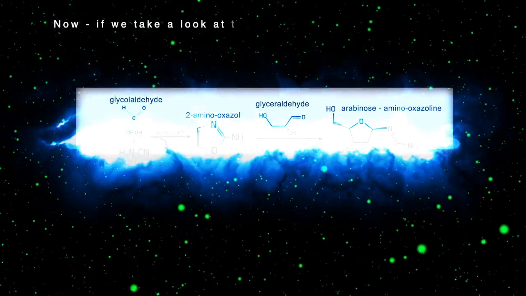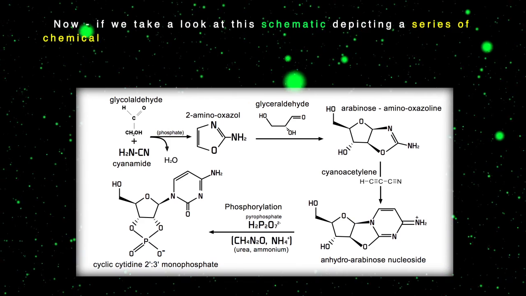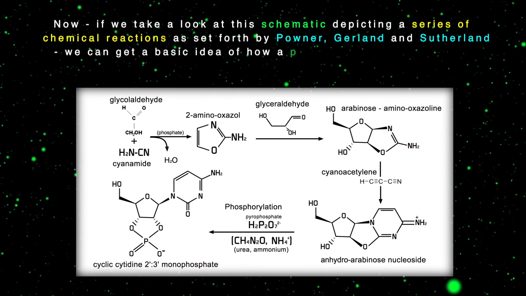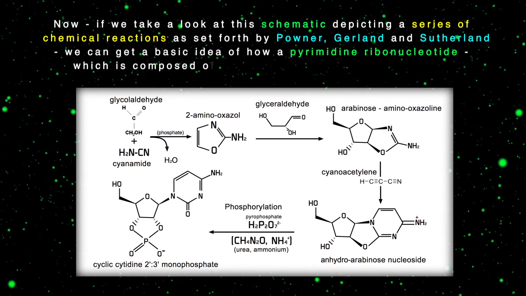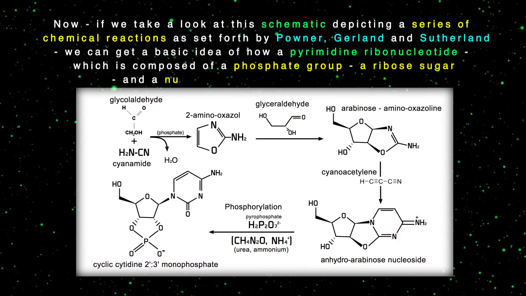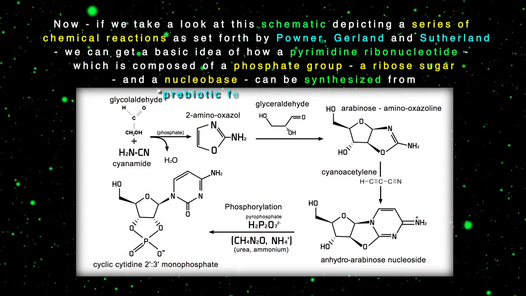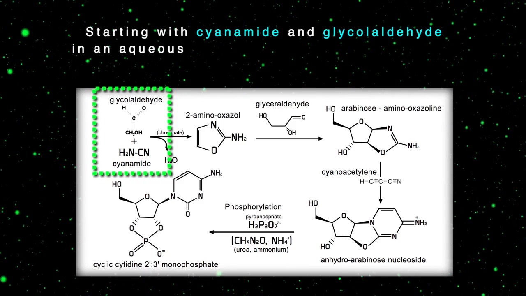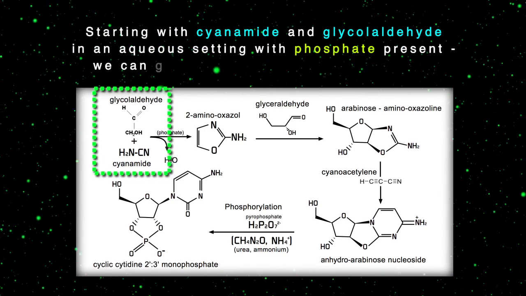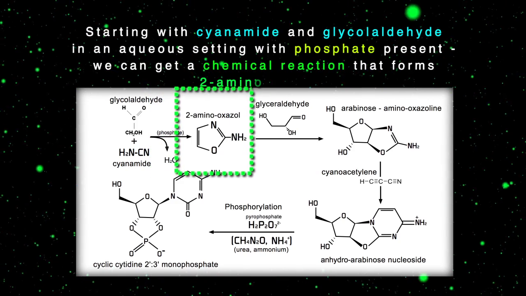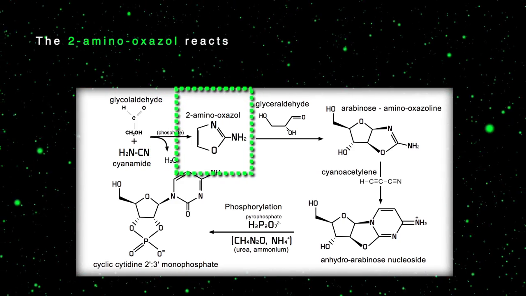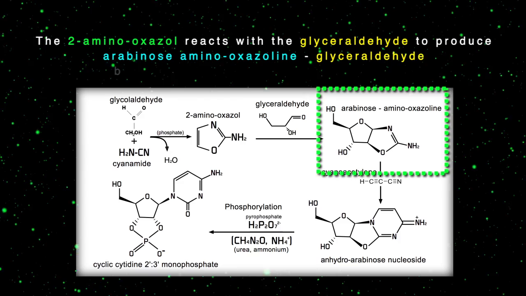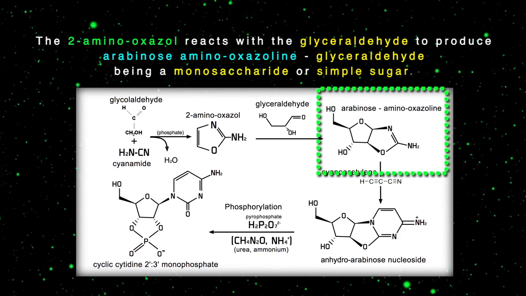Now, if we take a look at this schematic depicting a series of chemical reactions as set forth by Powner, Gerland, and Sutherland, we can get a basic idea of how a pyrimidine ribonucleotide, which is composed of a phosphate group, a ribose sugar, and a nucleobase, can be synthesized from prebiotic feedstock molecules. Starting with cyanamide and glycolaldehyde in an aqueous setting with phosphate present, we can get a chemical reaction that forms 2-aminooxazole. The 2-aminooxazole reacts with glyceraldehyde to produce arabinose aminooxazoline, glyceraldehyde being a monosaccharide or simple sugar.